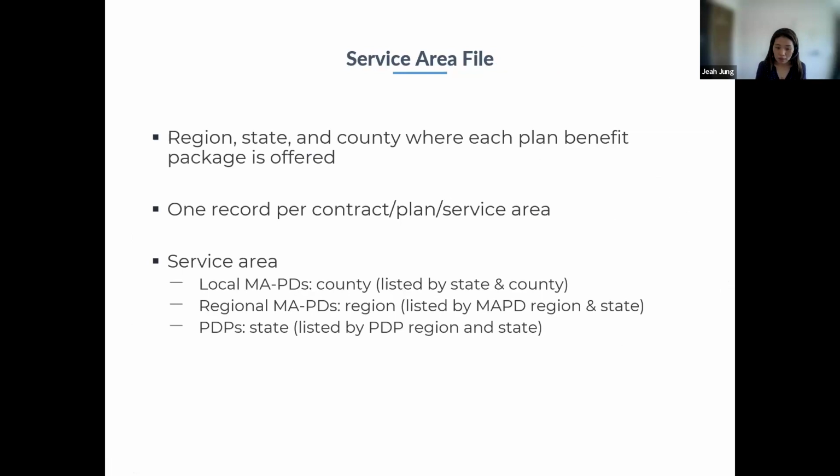Right. The next file is a service area file, and here for each benefit package, you can see what service areas they serve, right? What areas they serve. For the regional PPOs, you may see regions, and standalone PDPs, you may see state. It's local managed care plans, you will see probably county. So unit of record is contract plan service area.